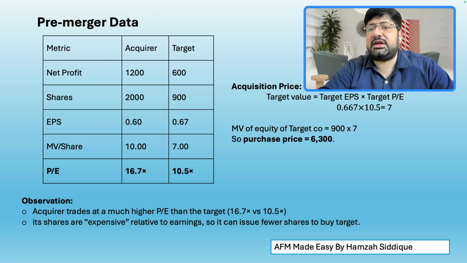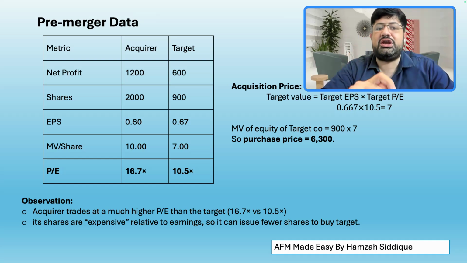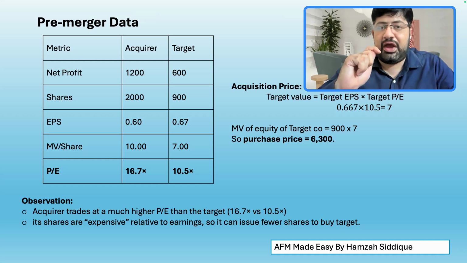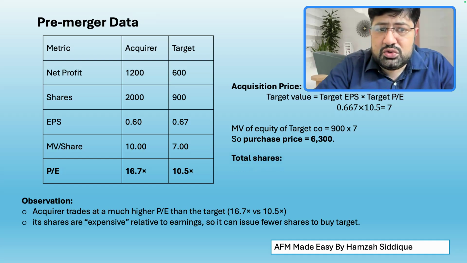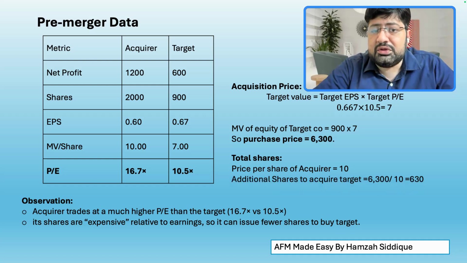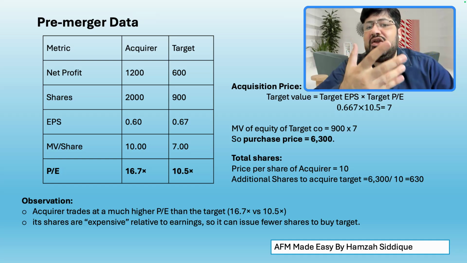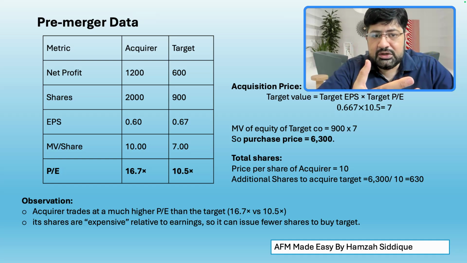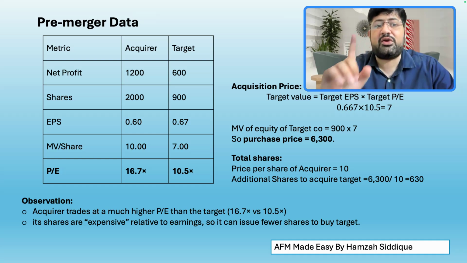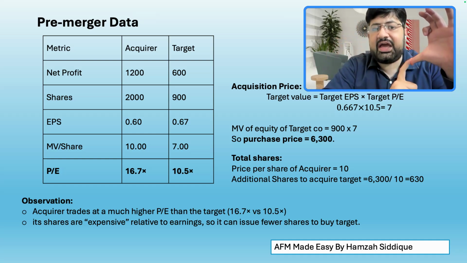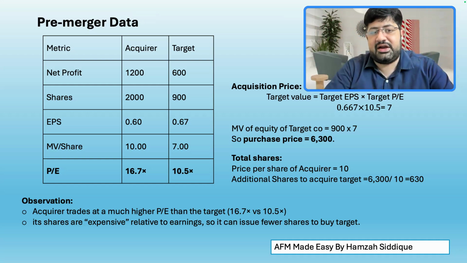Now, it has to issue shares to buy this. $10 per share is the price of the acquirer company's share. So how many shares do they need to issue? 6,300 is the total value of the target company, and $10 per share is the price of acquirer shares. So the acquirer has to issue 630 shares only to acquire the target company.